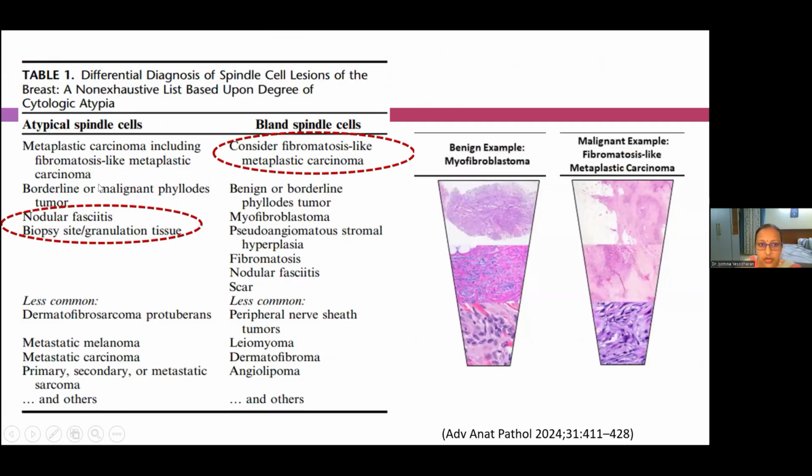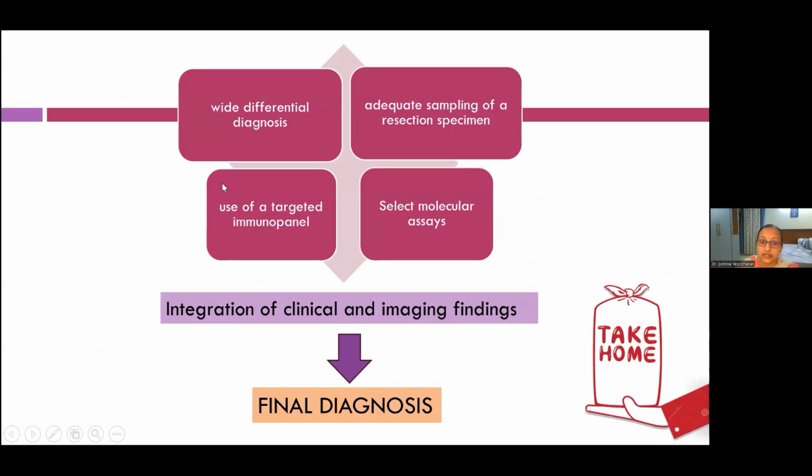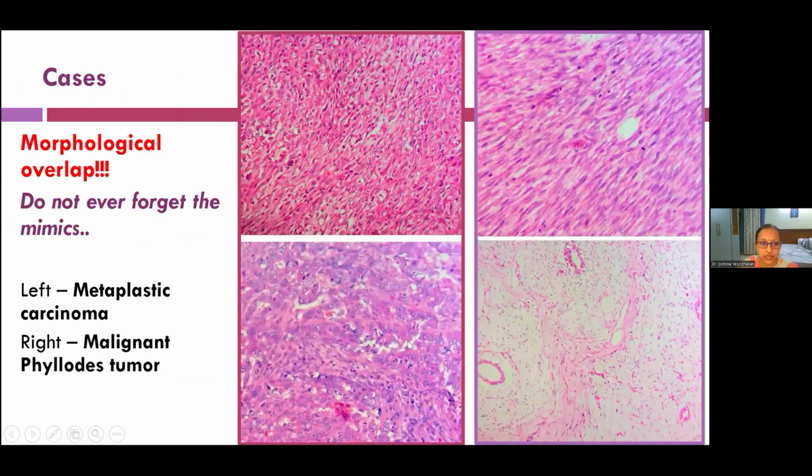So if you just consider the list of spindle cells, you have tumors with bland spindle cells, you have tumors with atypical spindle cells, but there is a lot of overlap. You can have malignant tumors with bland spindle cells like a metaplastic carcinoma, and you can have just granulation tissue or a biopsy site reaction with atypical spindle cells. So this again tells you that it's very important to have a wide differential diagnosis, adequate sampling, targeted ancillary techniques with integration of all clinical and imaging findings. So just to show you the morphologic overlap again, and a reminder never ever to forget the site-specific mimics. This was a metaplastic carcinoma where we managed to find some epithelial differentiation. This was a malignant phyllodes tumor, which looks pretty much the same with spindle cells, but somewhere down the line on extensive sampling, we got these benign epithelial elements.